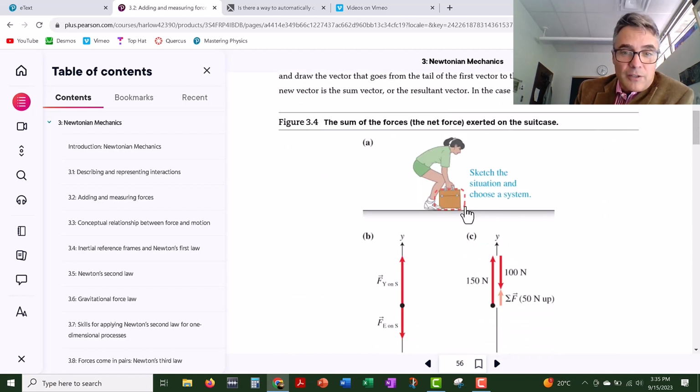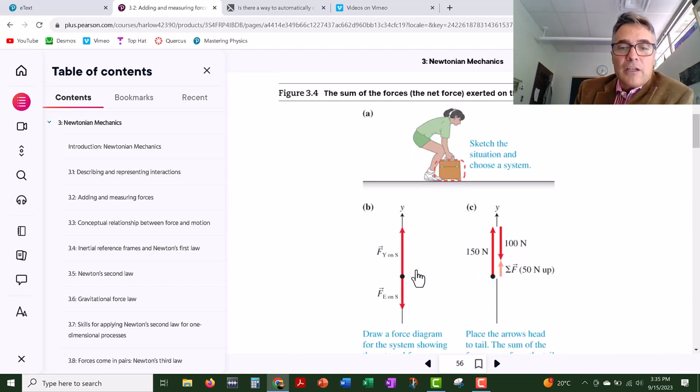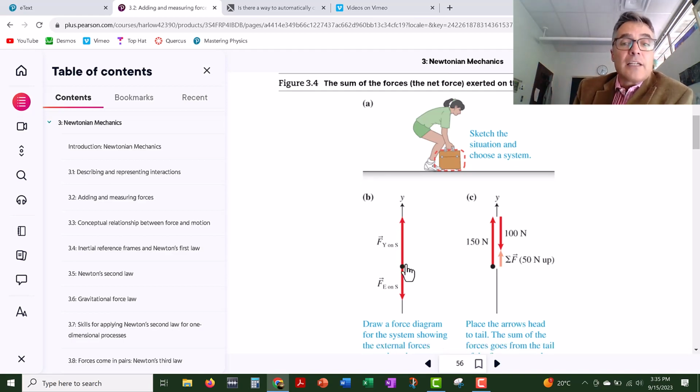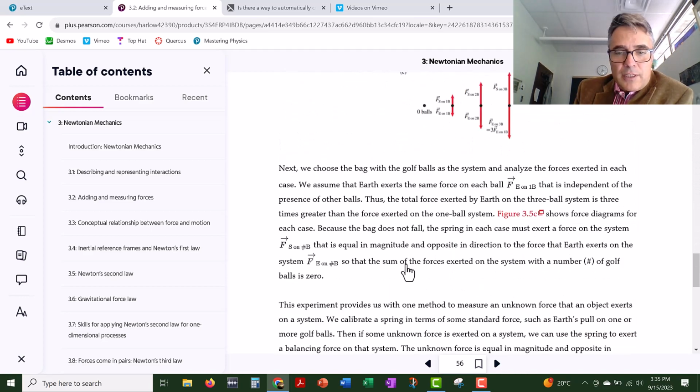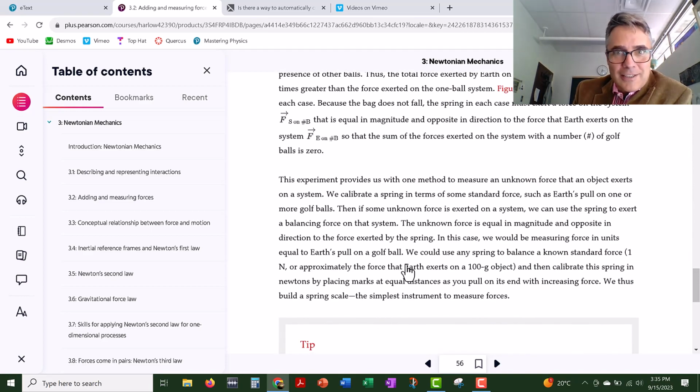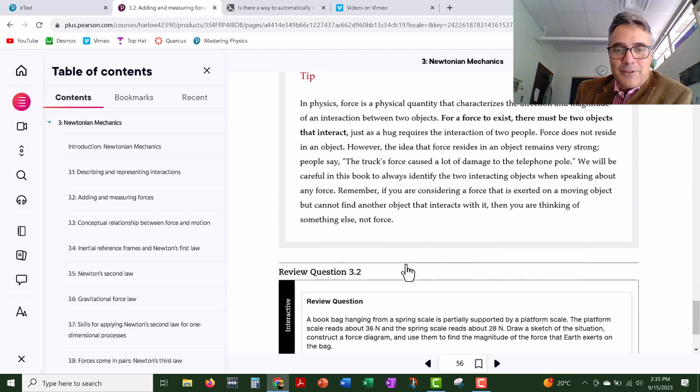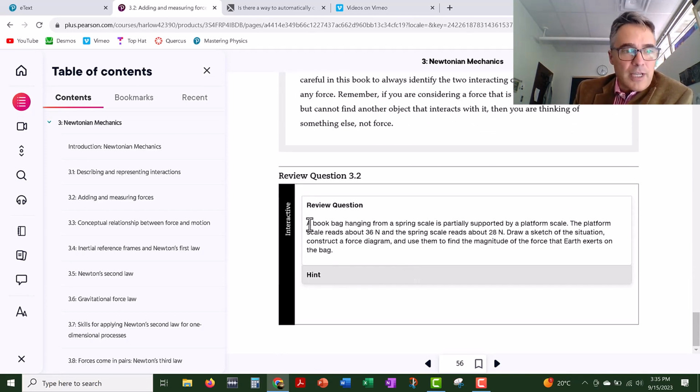Once again, you start by defining a system, and then you draw what's called a force diagram. You take a dot that represents your system, and then emanating away from that dot, you draw the tails of a bunch of vectors, which represent the external forces acting on your system. There's a lot about force diagrams. Force diagrams are key to this course, actually. For Physics 131, you've got to learn to draw force diagrams.